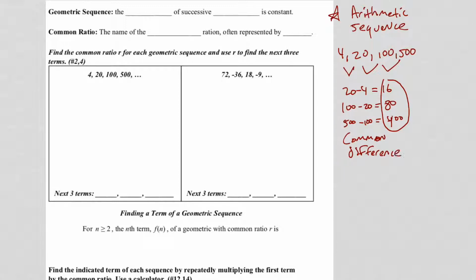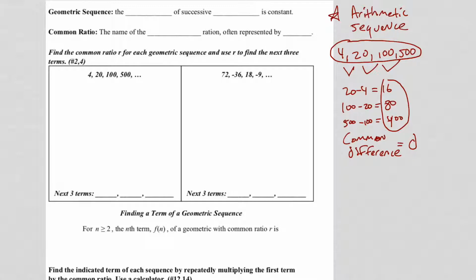And this should be like bringing back memories or nightmares for you. We represented the common difference by D, right? We were always trying to find out what D was equal to. Now you can see immediately in this particular sequence, which is a list of numbers in a specific order, there's not a common difference, right? 16 is not the same as 80. 80 is not the same as 400. So the common difference is not so common. So this is definitely not an arithmetic sequence.